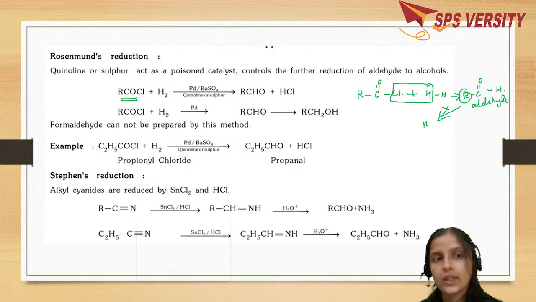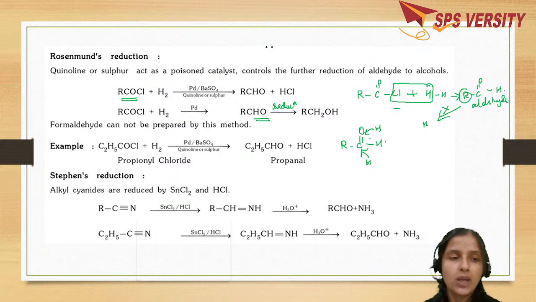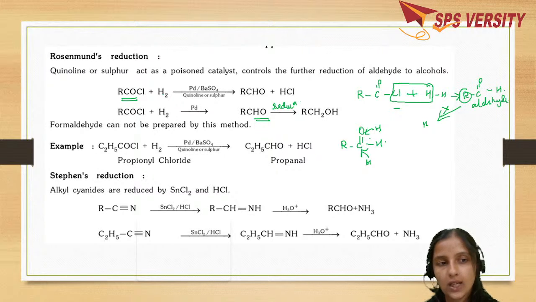And also, in case the palladium is not poisoned with barium sulfate, then this RCHO will further undergo reduction. One hydrogen gets added here, the other hydrogen gets added here across the double bond, resulting in the formation of the alcohol. To avoid this conversion to alcohol, palladium is poisoned with barium sulfate. I hope it's very clear to you.